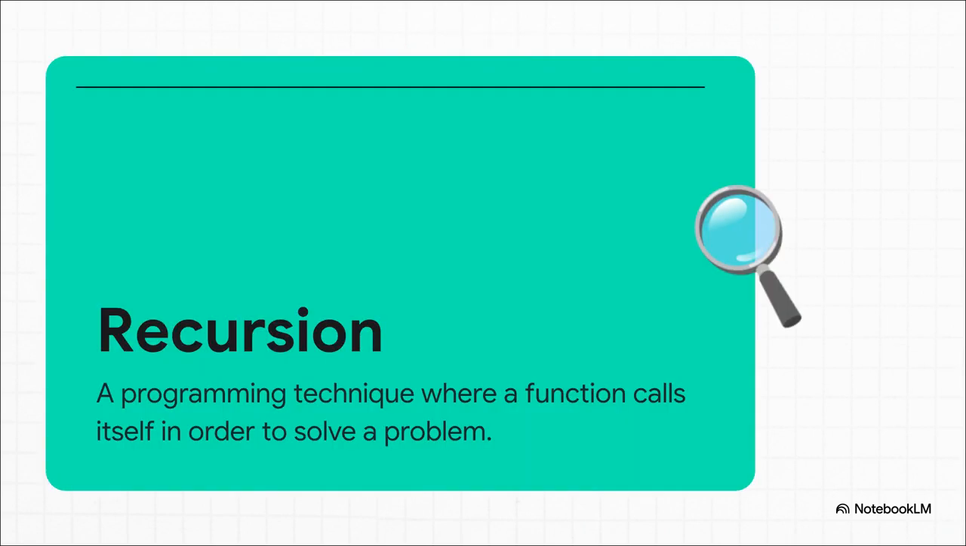So, to put a label on it, this is what we call recursion. The textbook definition is pretty straightforward. It's a programming technique where a function calls itself to solve a problem. You can almost think of it as an alternative to a regular loop. Instead of saying, do this 10 times, the function just tells itself, hey, do this again.